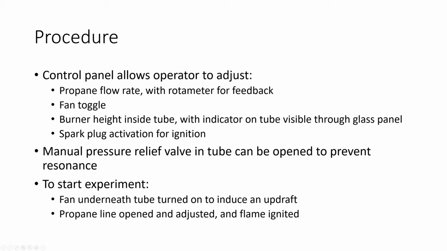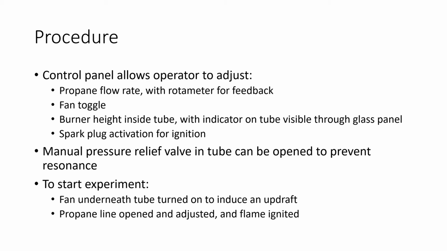A control panel on the Rijke tube allows the operator to adjust several parameters. The propellant flow rate can be adjusted with a rotometer providing feedback. The fan at the base of the Rijke tube, which induces an updraft within the tube to kickstart the resonance, can be toggled. The burner's height within the tube can be adjusted with a scissor lift, and the current height can be observed by an indicator that moves along a ruler. Finally, a spark plug can be activated to trigger ignition.